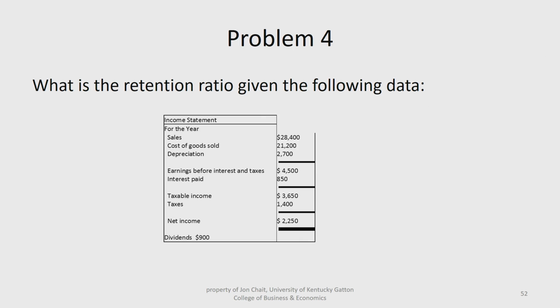And then this one is what's the retention ratio, and this is a pretty easy one to figure out because you're told what dividends are and you know what net income is. So you know that the amount retained is going to be equal to net income minus the dividends. And then all you have to do is figure out whatever that number is divided by net income. And that gives you the ratio.